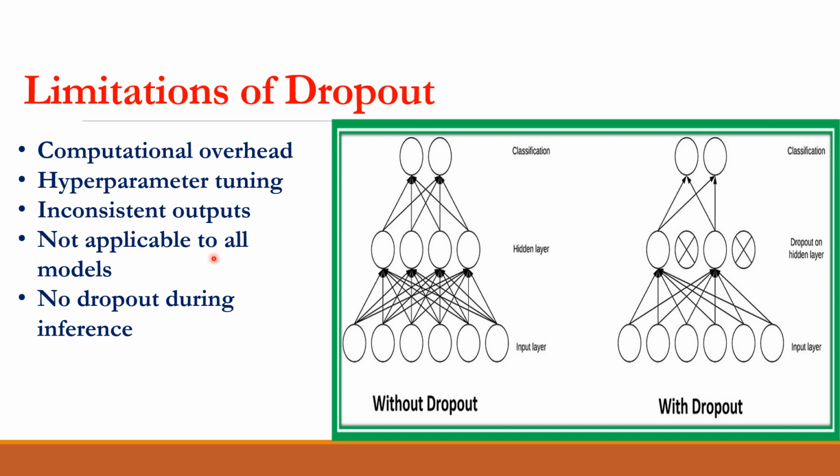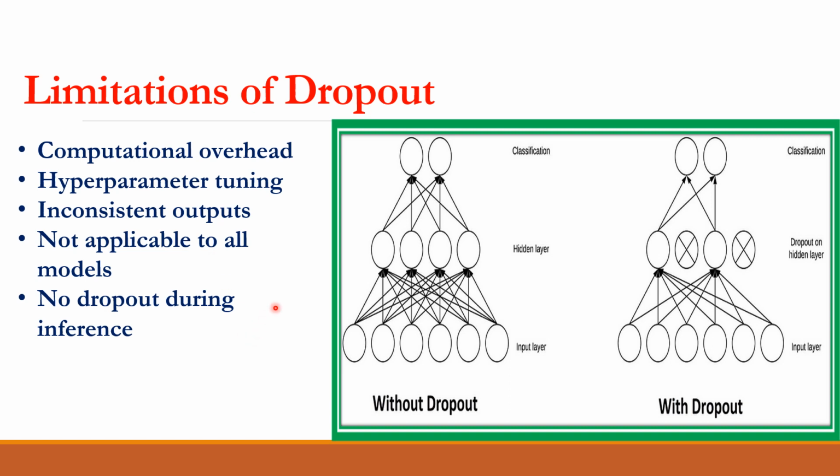Next, not applicable to all models. Dropout is not suitable for all neural network architectures, especially those where the output of one layer directly affects another layer, such as recurrent neural networks and convolutional neural networks with direct connections. For these models, alternative regularization techniques such as recurrent dropout and convolutional dropout have been developed.